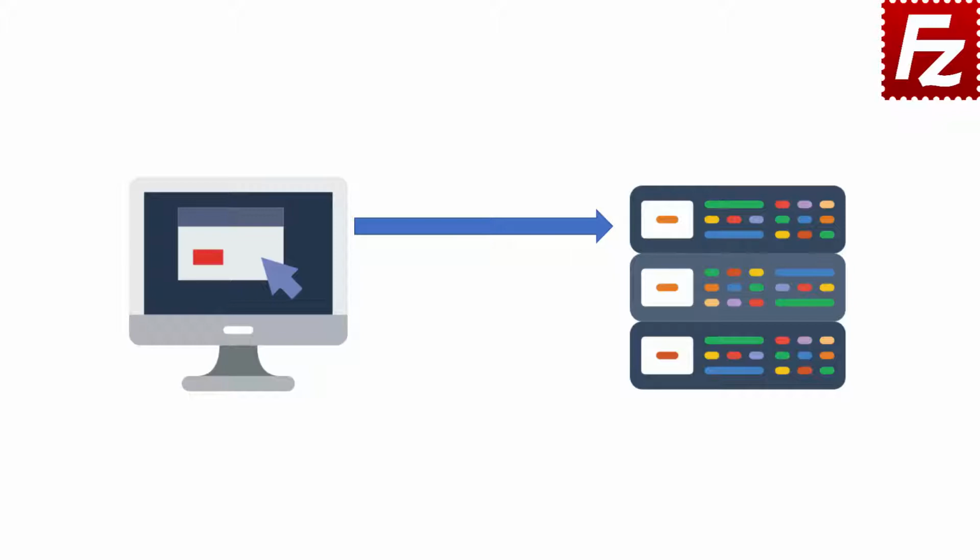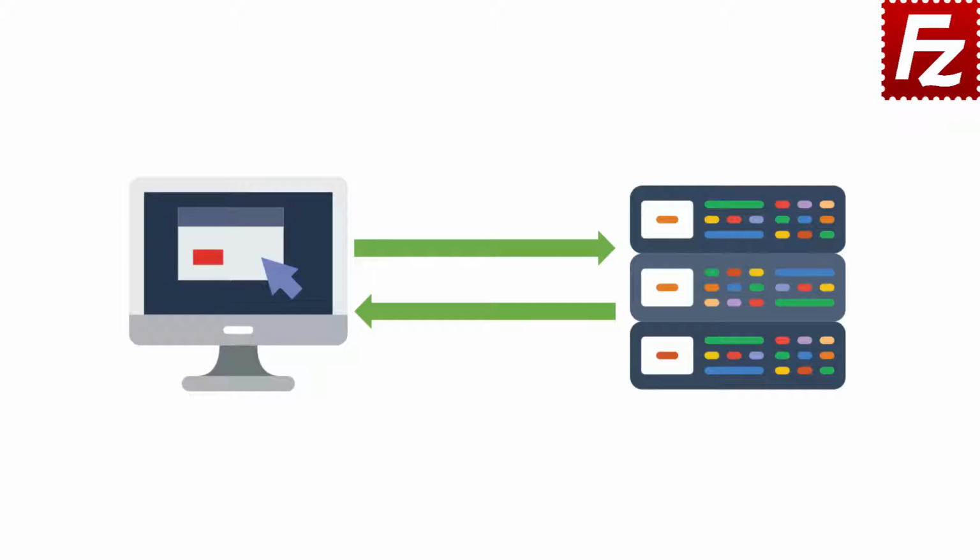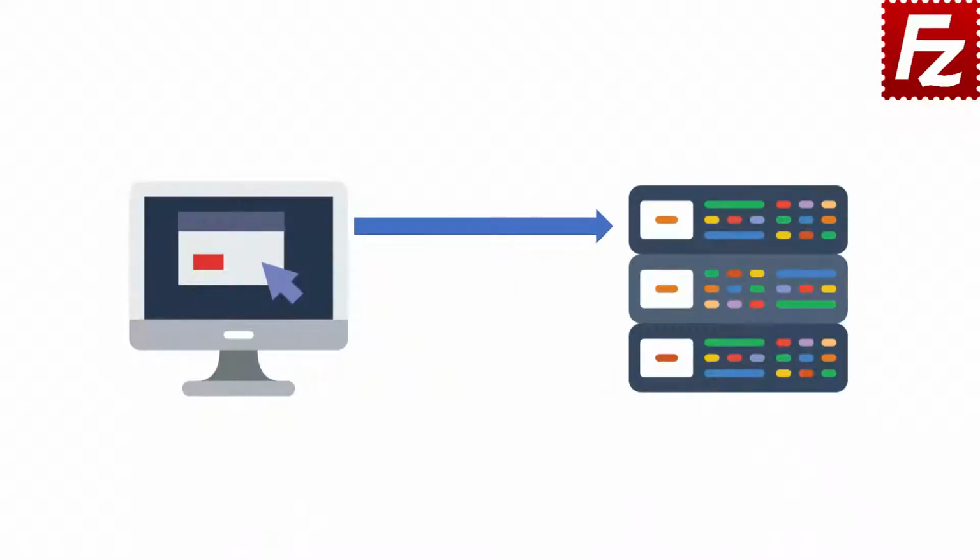This is the so-called control connection. The control connection is used for sending and receiving commands and responses. For the transfer of files and folder contents, separate data connections are used. These can be established in two ways. In active mode, the client starts listening on a port and communicating that port number to the server through the control connection. FileZilla and FileZilla Pro use any available port.